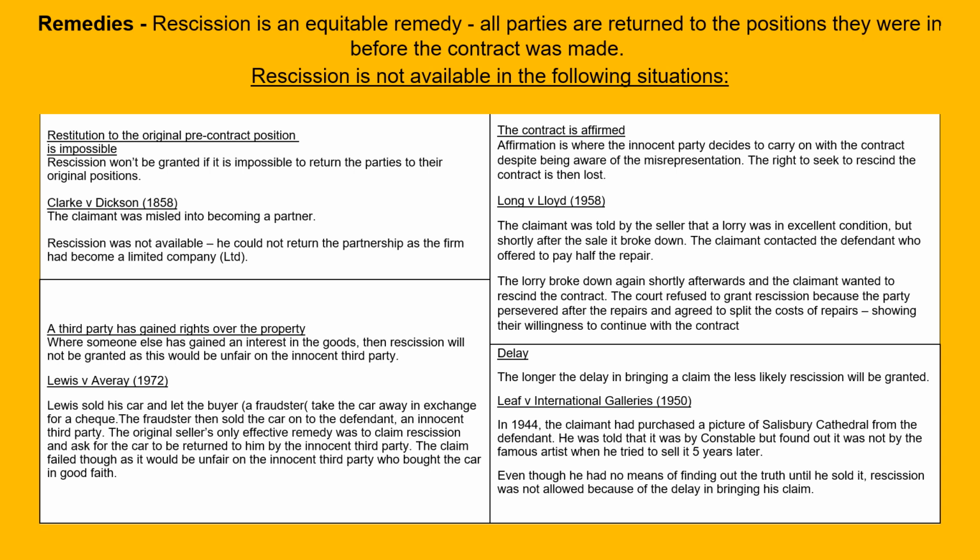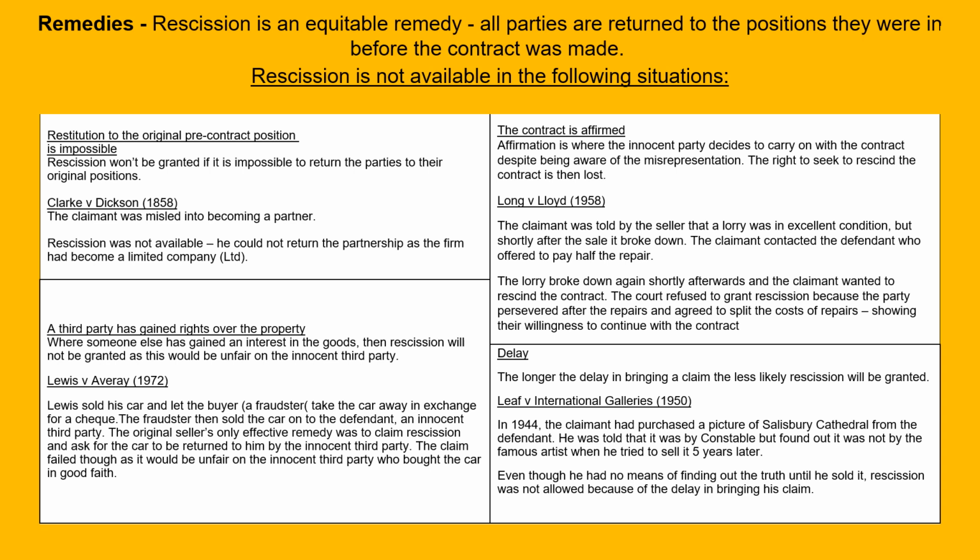Another reason why you can't have rescission is if a third party has gained rights over the property. So if someone else has the goods now, it wouldn't be fair to then take them off that person and give it back to you, for instance, if you're the person suing. So in Lewis v. Avery, Lewis had sold his car and he let the buyer, who actually turned out to be a fraudster, take the car away in exchange for a cheque. The fraudster then sold the car onto the defendant, so onto essentially another person, onto a third party, sorry.